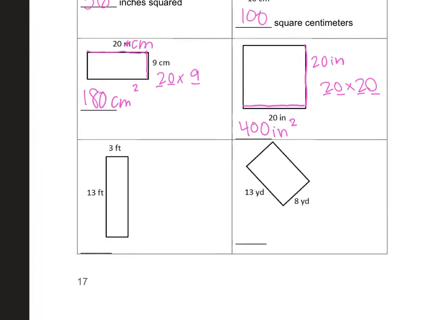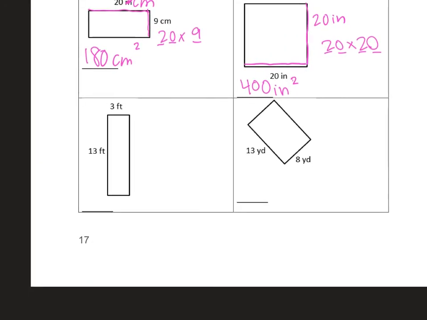All right, moving on down. This one is 13 feet times 3 feet. So I'm going to multiply 13 times 3. 3 times 3 is 9, and 3 times 1 is 3. So that gives me 39 square feet.